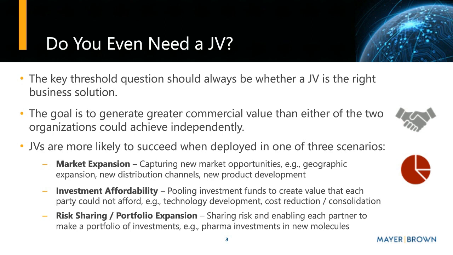We also see JVs formed where there is a need to improve investment affordability. By this I mean where two parties pool funds to create value that each party could not independently afford. A common example is technology development costs. And our last common scenario is where parties share risk to allow each party to have a more diversified pool of investment. For example, in the pharmaceutical space, you might have 2 pharmaceutical companies investing in new molecules.